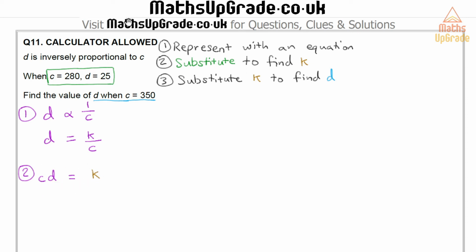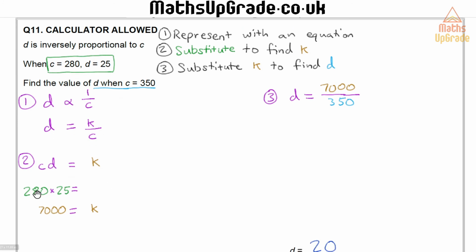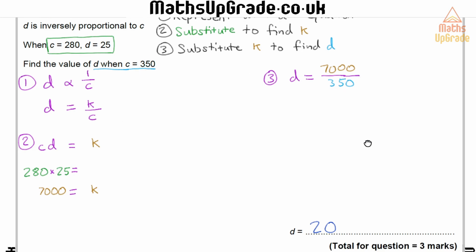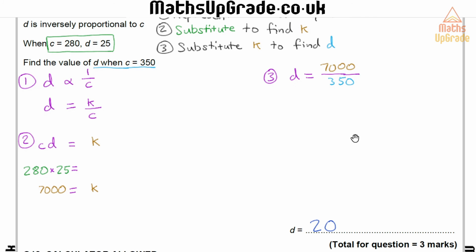I then just substitute the values for D and C in after I've got K, the subject of the equation. So K equals CD. So K would be 7,000 since C and D are 280 and 25. So then, now I know the constant here, I can just substitute that back into this equation here. So D equals 7,000 divided by C. C is 350 now, so 7,000 divided by 350 is 20 with a calculator. 3 marks.